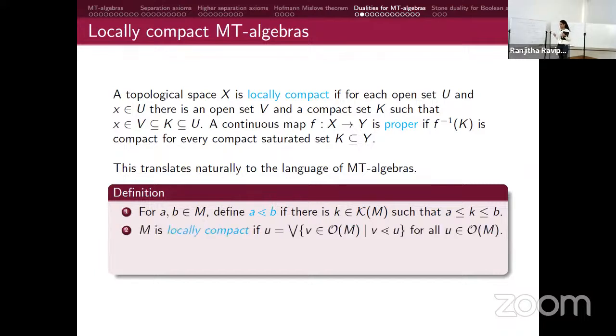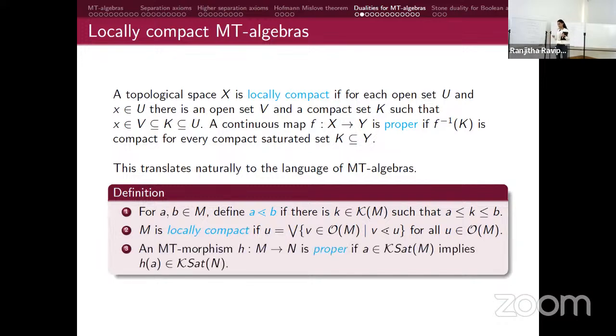And now here I define it for opens. Suppose M is locally compact: every open is a join of opens V such that V is in relation with it. That exactly gives me this. So I literally translated the topological space to the empty algebra setting. But again, we do everything in a generation way, so I have that.